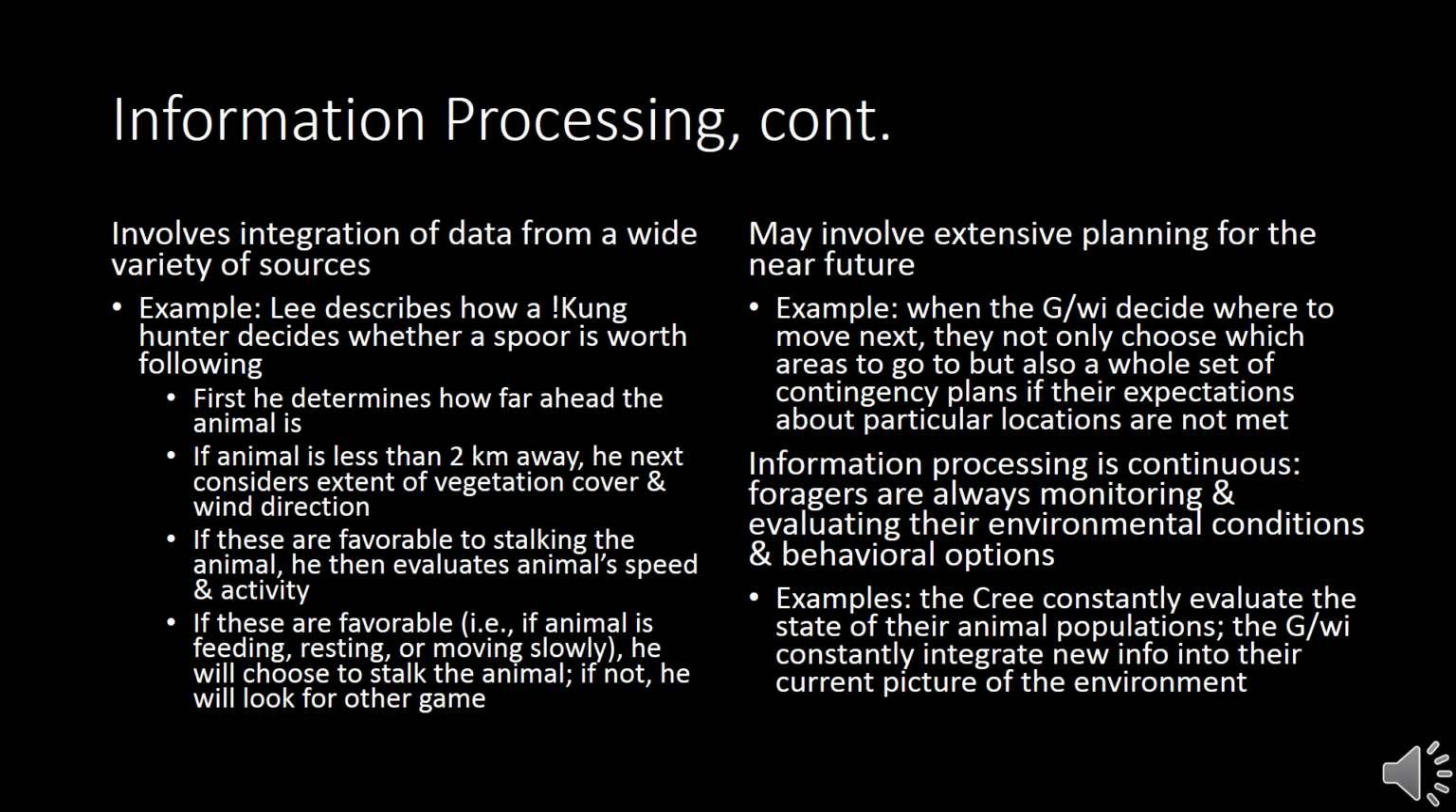Information processing involves the integration of data from a wide variety of sources. For example, Lee describes how a coon hunter decides whether or not a spoor is worth following. First, he determines how far ahead the animal is using cues such as tracks. If the animal is less than 2 kilometers away, the hunter next considers the extent of vegetation cover and wind direction. If these are favorable to stalking the animal, the hunter then evaluates the speed and activity of the animal. If these are favorable, that is, if the animal is feeding, resting, or moving slowly, the hunter will choose to stalk the animal. If not, he'll look for other game.